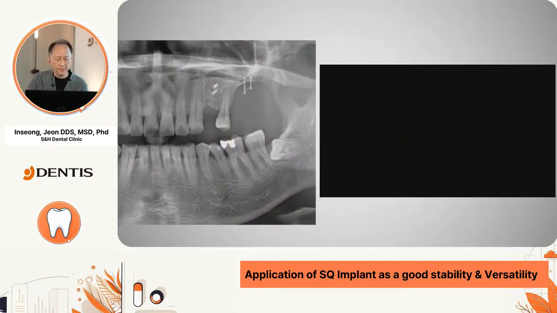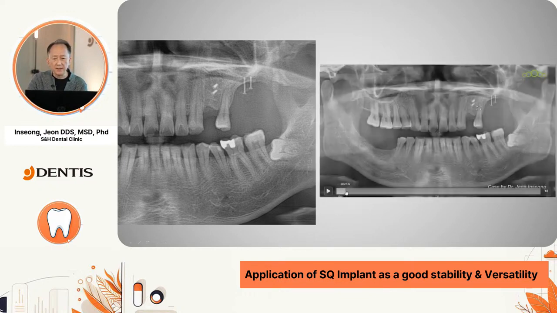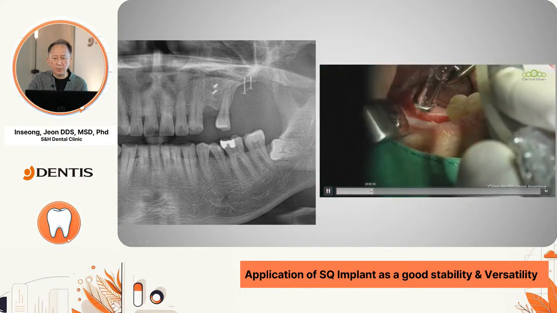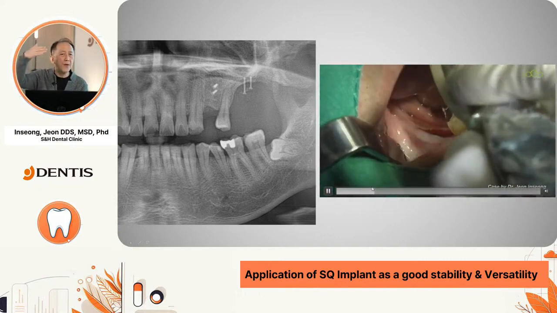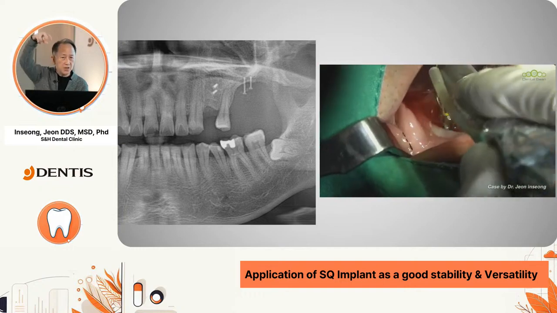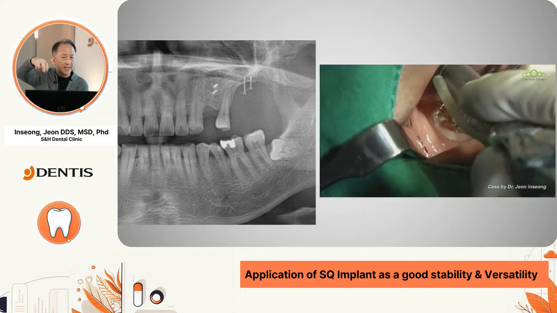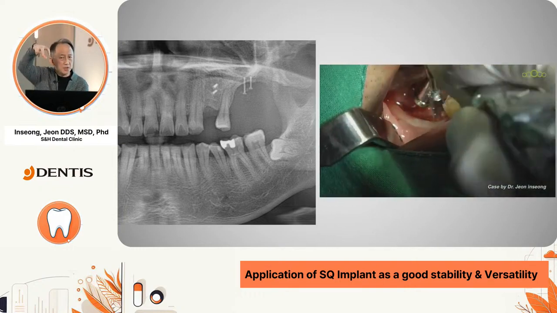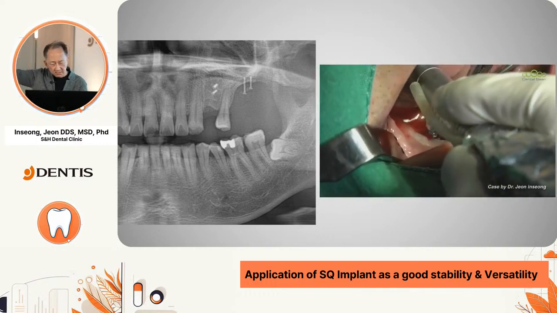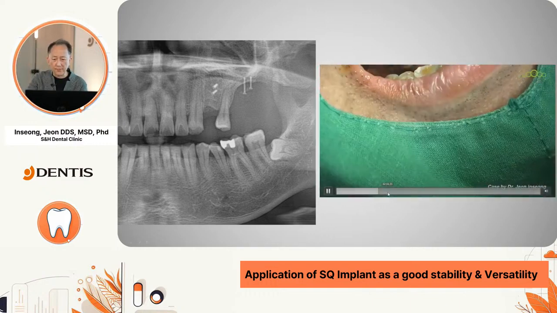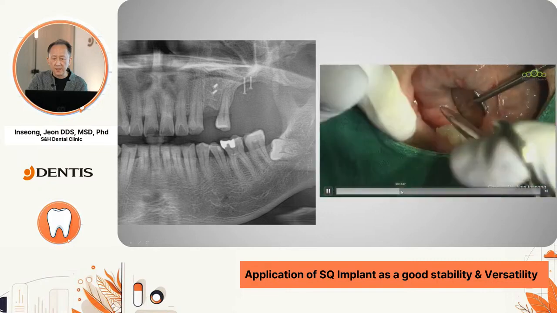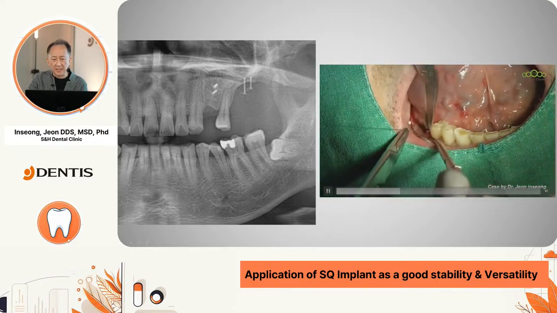This patient was referred to me. This is the block bone grafting from another university. So at this time, I remove this one here. I open the flap. This is the SQ implant. Just one by one, you can follow the drilling sequence. Initial drill, side cut, and then 2.2 drill, and 3.0, 3.5, and then like this one. So finally, I place the implant, and then the healing cap, in this manner.